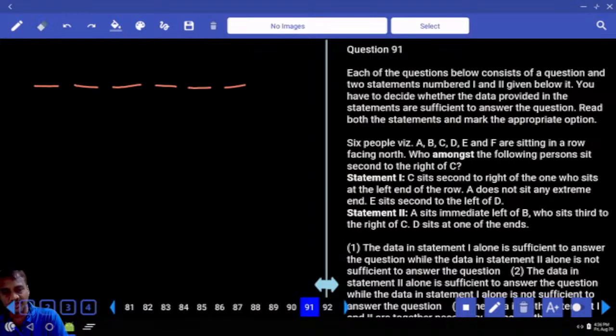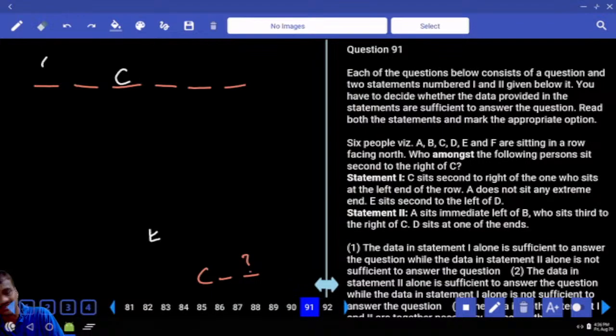And who among the following persons sits second to the right of C? Now the question is about the one who is sitting second to the right of C. C is second right, we need to identify. Then C sits second to the right of the one who sits at the left hand of the row. The one who is sitting at the left hand of the row, to this person, C is seated second to the right. And C sits second to the right of the one who sits at the left hand of the row. A does not sit at the extreme end, and E sits second to the left of D.